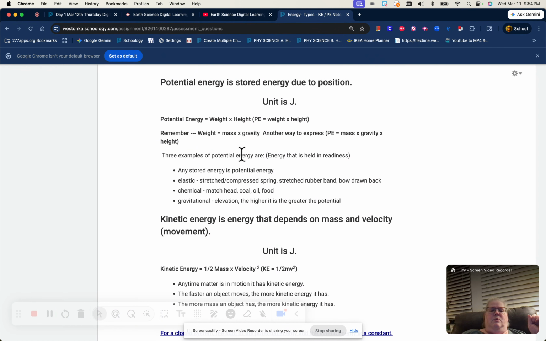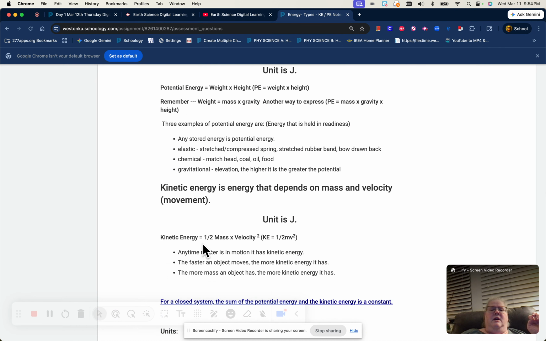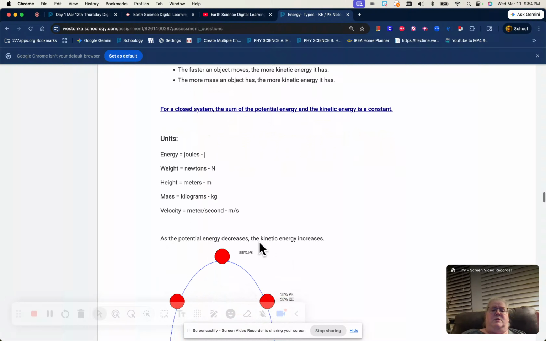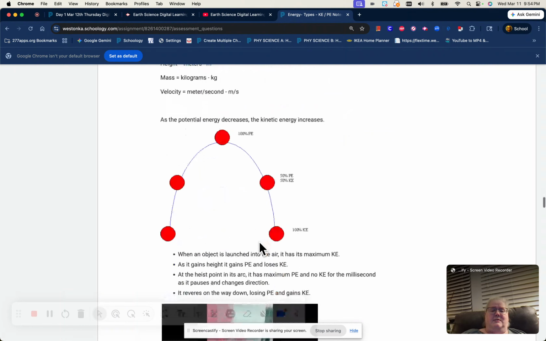So what is a joule? What is kinetic energy? What's the formula for it? In this case, kinetic energy is 1/2 times the mass, otherwise 0.5 times the mass, times velocity squared. We'll obviously go through this a number of times. And here are some units to remind you of what's weight versus height versus mass.